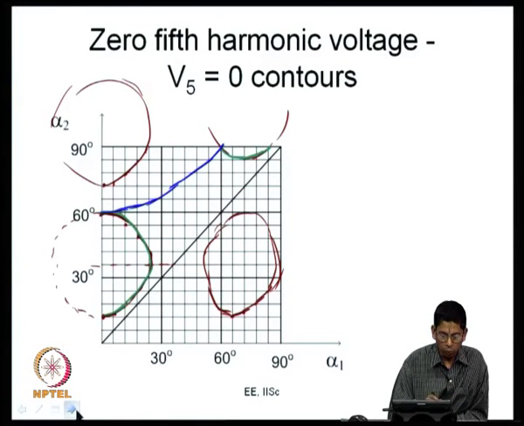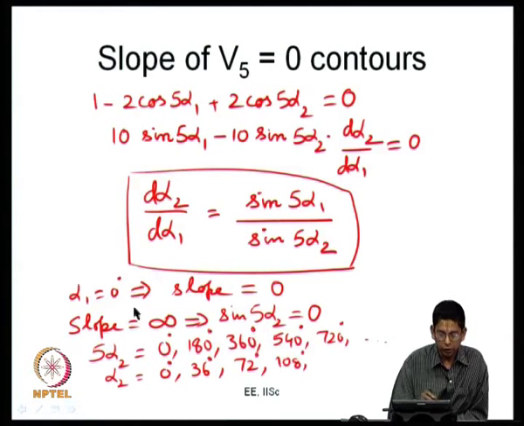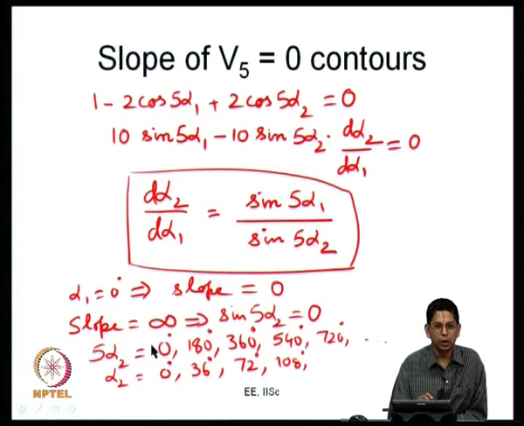So, one other way is to look at the slopes. If you want to get the slope of the V phi is equal to 0 contour, you differentiate the equation 1 minus 2 cos phi alpha 1 plus 2 cos phi alpha 2 is 0, both sides with respect to alpha 1. So, you will end up getting 10 sin phi alpha 1 minus 10 sin phi alpha 2 times d alpha 2 by d alpha 1 is 0. Then you take the other terms to the other side, and you get an expression d alpha 2 by d alpha 1 is equal to sin 5 alpha 1 by sin 5 alpha 2. So, this is how the nature of the slope is.